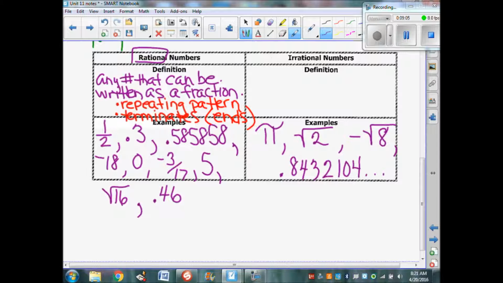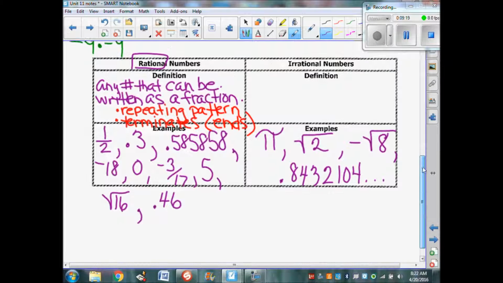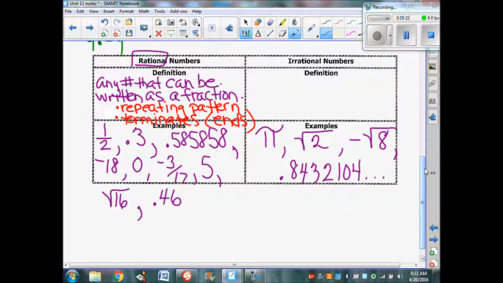Some examples of irrational numbers. We know about pi, right? There's no end to pi. It keeps on going, and there's no pattern to it. Square root of 2, okay, it's not one of our perfect squares that we learned about up here. We can't come up with a number times itself that's going to give us 2. Same thing with 8. We can't come up with a number times itself that's going to give us 8. No pattern to this, and it keeps on going.